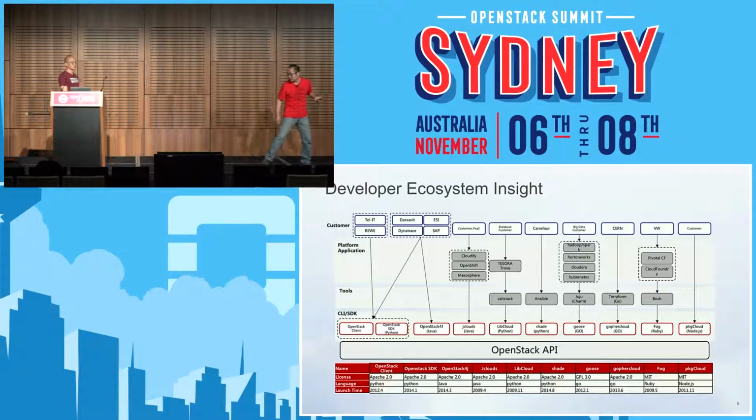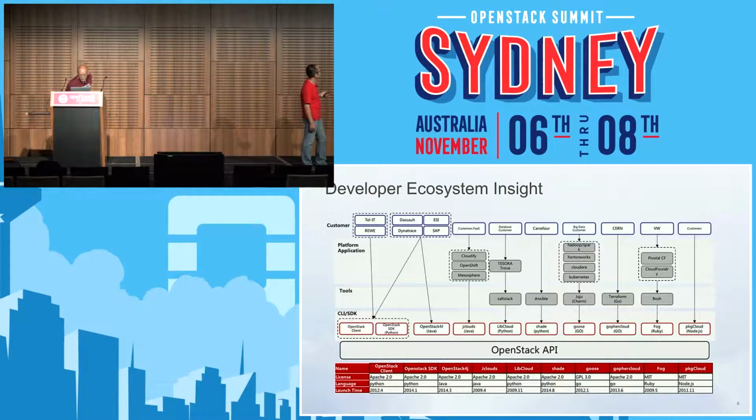From this side, you can see, for example, CERN is using Terraform for their CMP development, and SAP, Dynatrace, a lot of vendors are using the Java platform for their software development, and a lot of PaaS vendors are using the API wrapper or SDK platform development package for their PaaS component development.